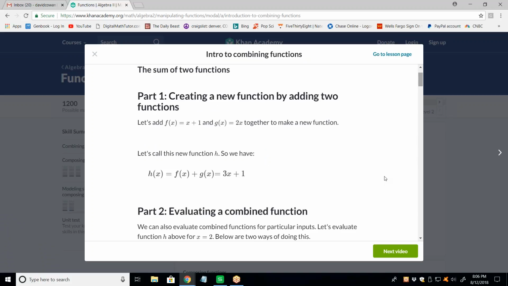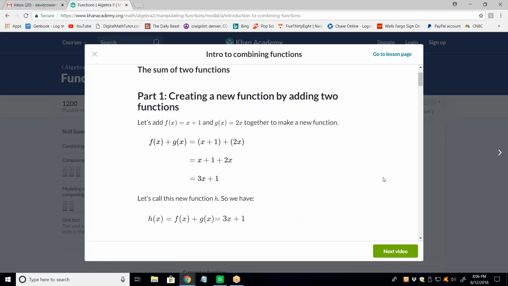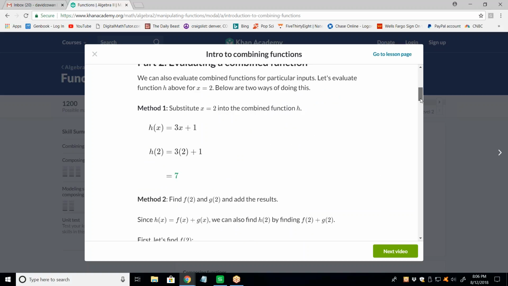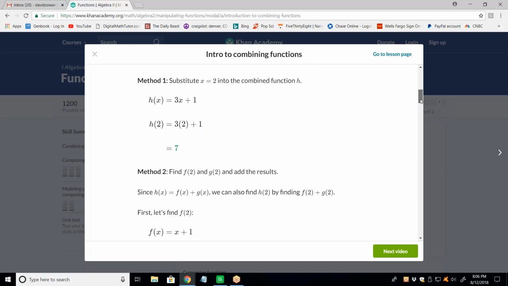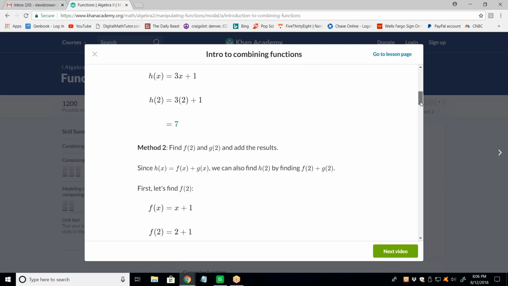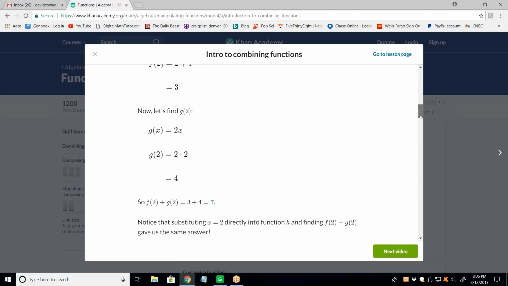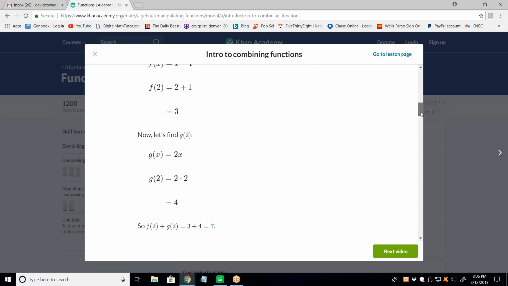So how far down do I need to go here? Let's see, go down a little bit more. So I understood all that. And then you go down. Probably, I'm guessing right there. Yeah. Top row.